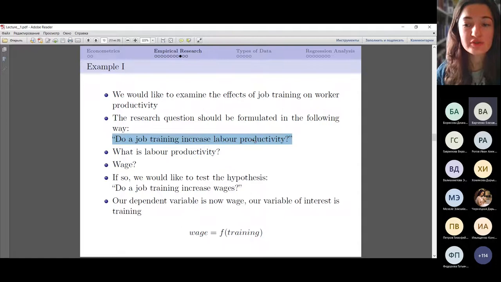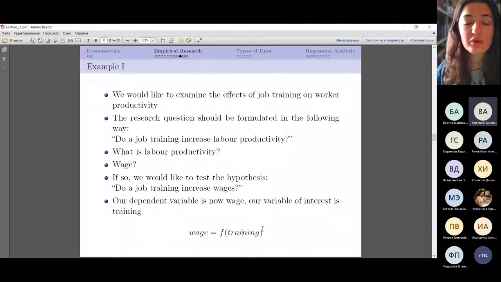And if we translate this hypothesis and this research question into the language of maths and functions, we can write this as follows. We can write that wage, our proxy for labor productivity, is a function of training. Yes? So in other words, our dependent variable is now wage. This is our dependent variable.